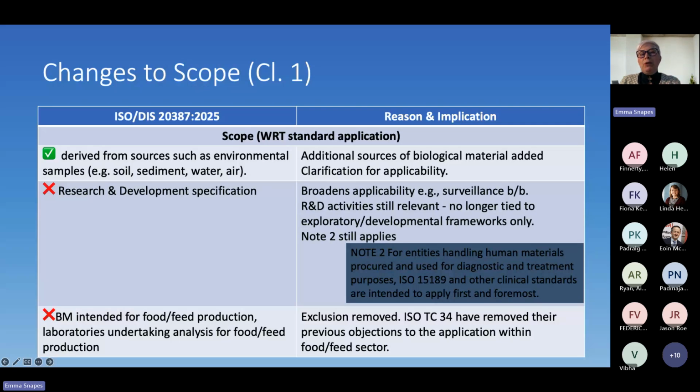Previously, the biological material intended for food and feed production and laboratories involved in that sector were excluded from the use of the standard, but that exclusion has now been removed. It's really down to another technical committee, 34, that was involved in agriculture. They have removed their previous objection to the application because they have seen how successful the standard is and how appropriate it is for their area. That is a good change.